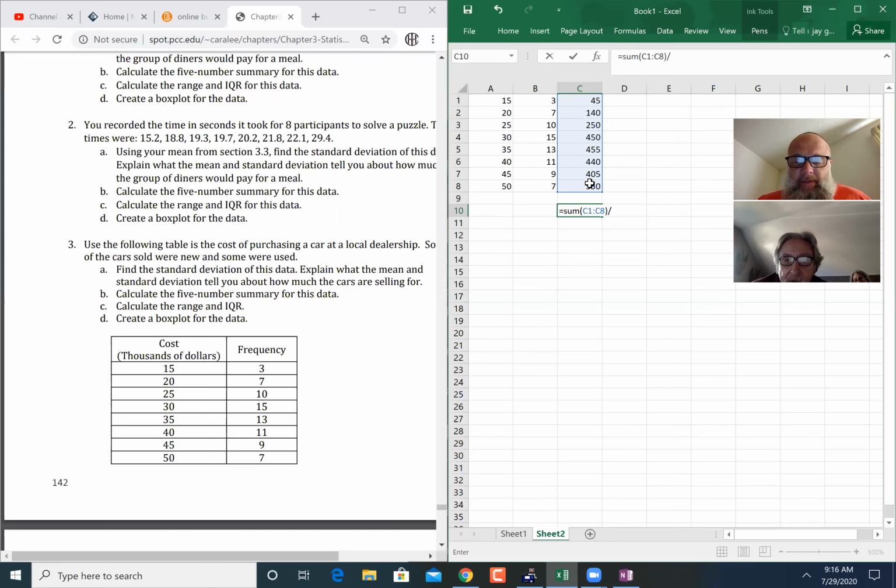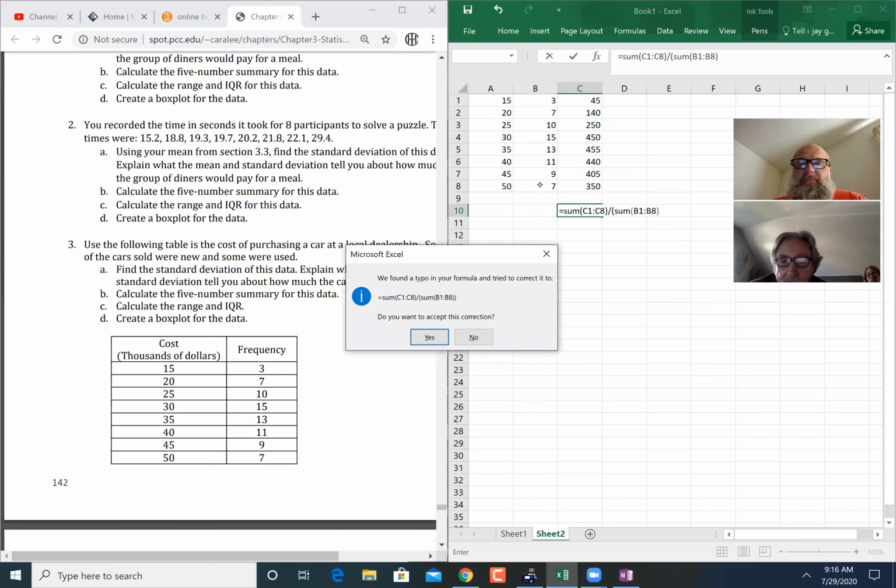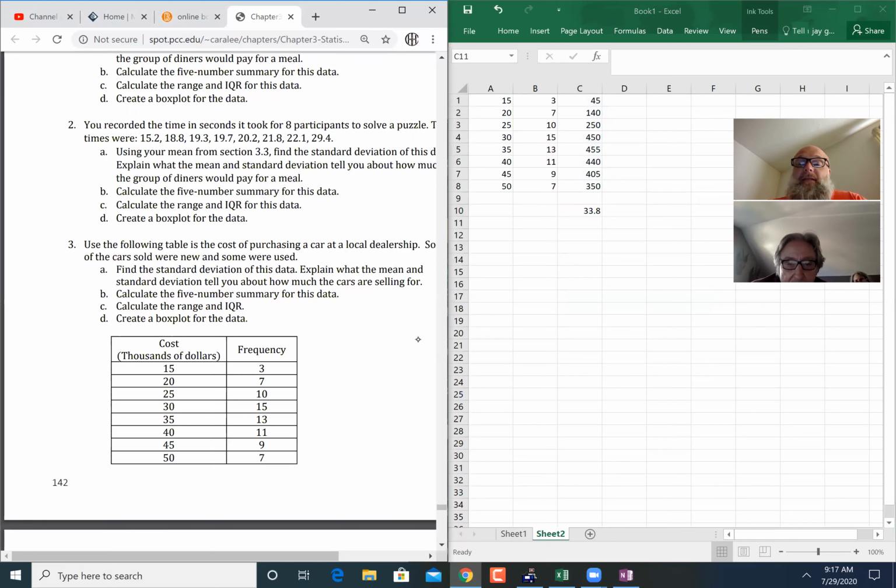Divided by, now here's the fun part. How many numbers were there? Well, it's the sum of the frequencies. Remember, you add them up and divide by how many there are. The sum of the frequencies is how many numbers there are. So 3 plus 7 plus 10 plus whatever, there's that many numbers. I got an extra parentheses. So the average would be 33.8.